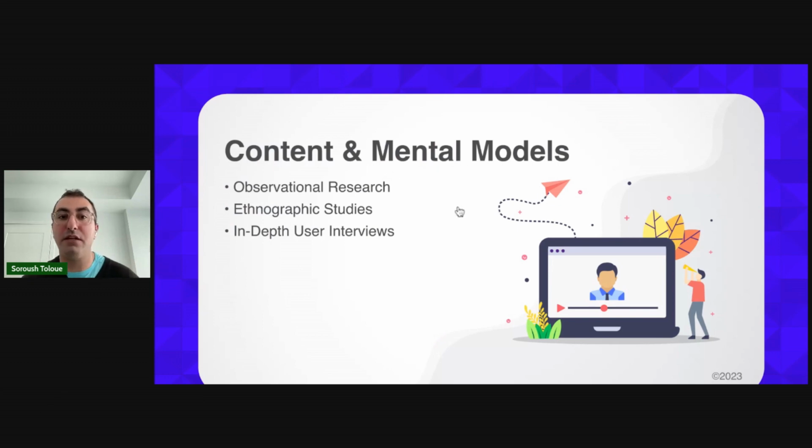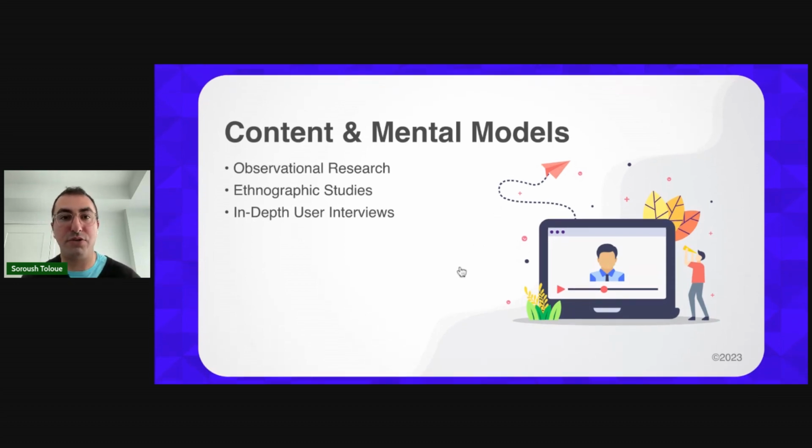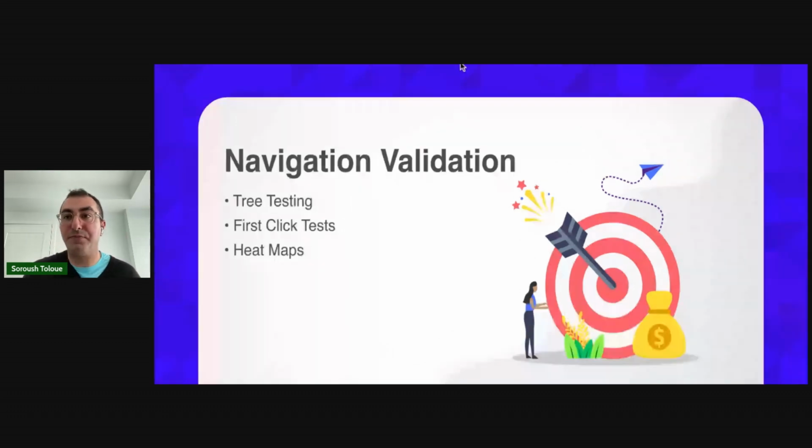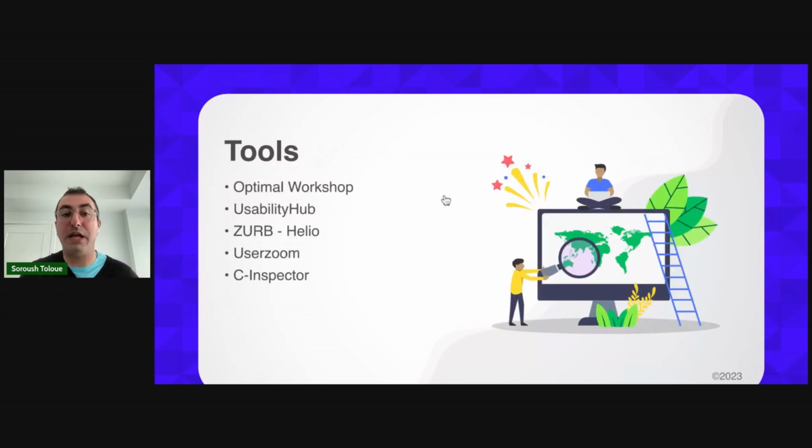Content and mental models, again, observational research, ethnographic studies, and in this case, you could do in-depth interviews to make sure you capture the qualitative research as well. In terms of navigation validation, there are certain tools. I mentioned tree testing. You could do first click tests. You could do heat maps. So those are some of the tools.